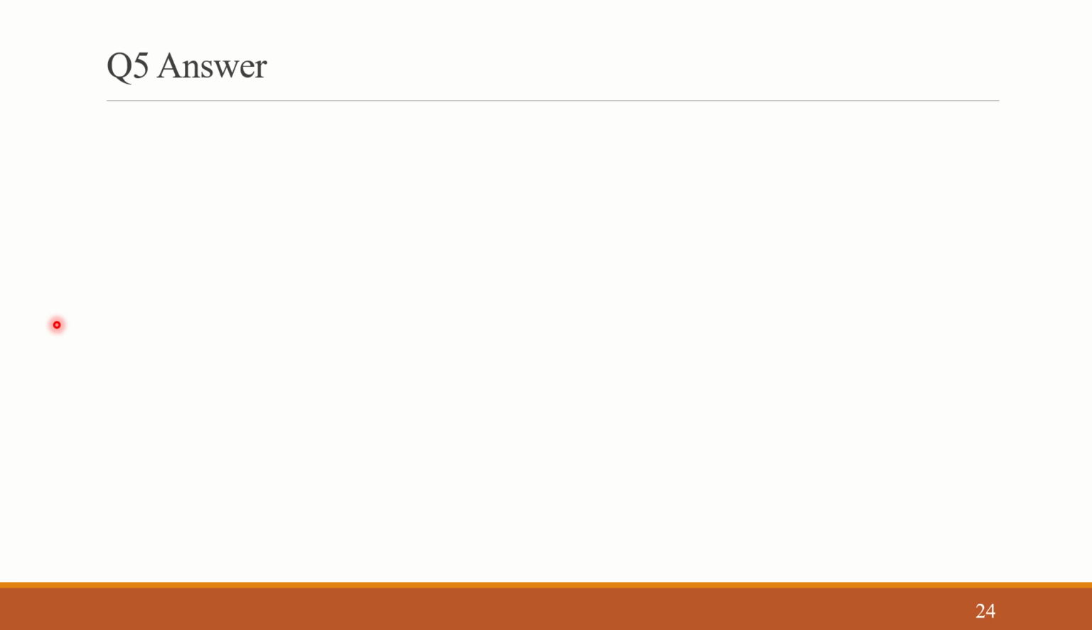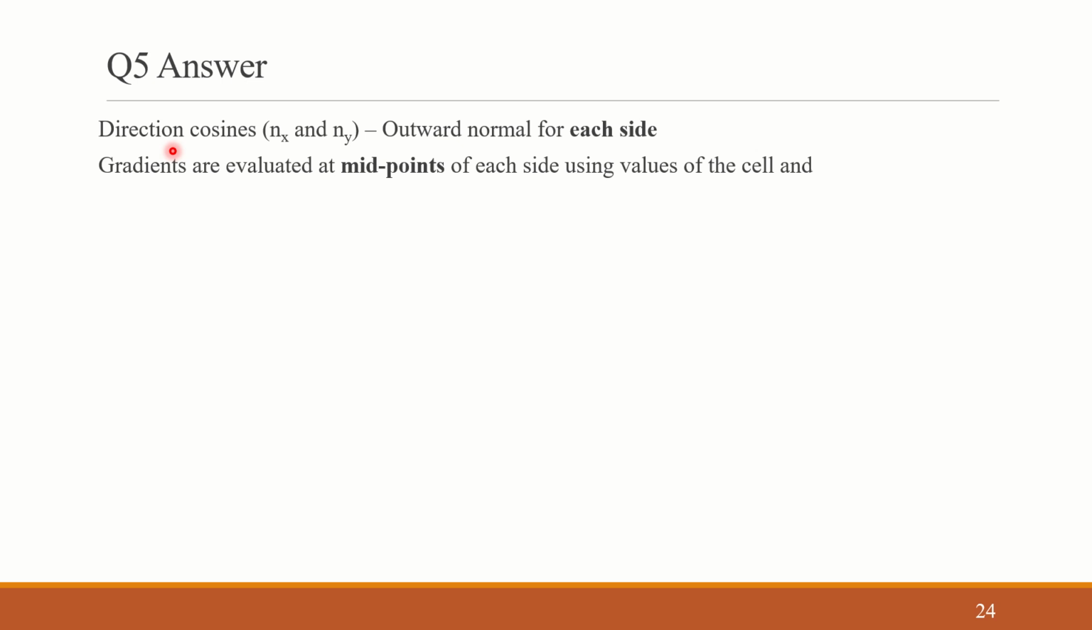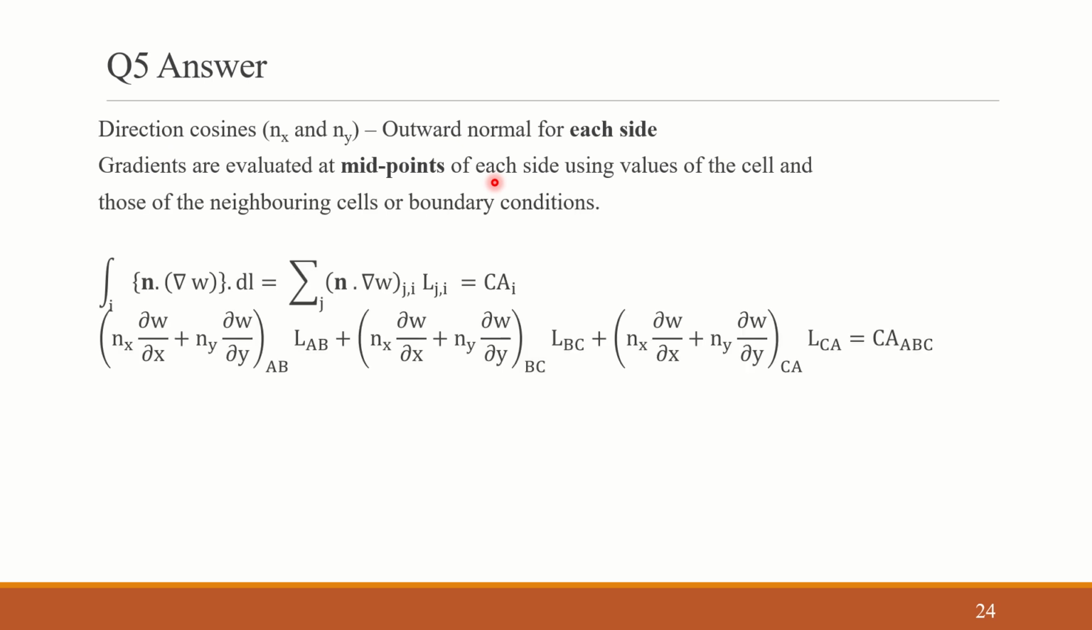So we are using the finite volume approach in this particular problem. That is why we are getting that many equations and that many cells. nx and ny are the direction cosines of the outward normal for each side, and gradients are evaluated at midpoints of each side. These are all just concepts for the finite volume approach which we will be using. This is how we write the equation in the finite volume approach.